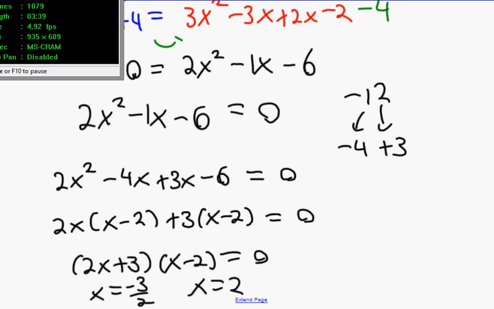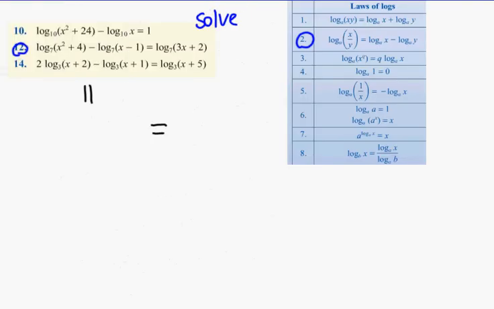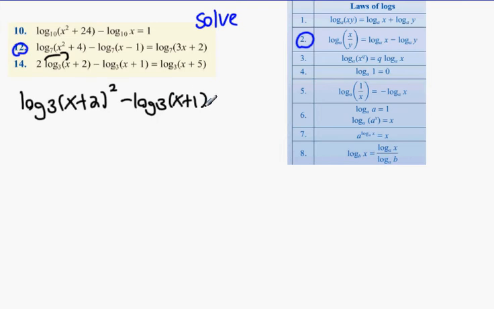Will you guys give number 14 a go? With number 14, the first problem is the squared. Log base 3 of x plus 2 squared minus log base 3 of x plus 1 equals log base 3 of x plus 5.